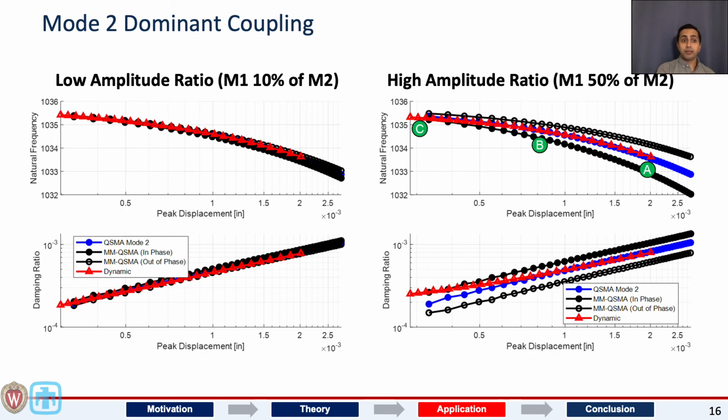We can also look at this for mode 2 dominance, where on our left we have our low amplitude ratio, where mode 1 is subdominant at 10%, and on our right we have our high amplitude ratio, where now mode 1 is subdominant at 50% of the amplitude of mode 2. In both of these cases, we still see that the bounding box theory holds, where our multimode QSMA solutions form a bounding box on our dynamic response. What's also interesting to see is the bounding box is much tighter. It's much smaller than that for when mode 1 is dominant and mode 2 is subdominant.